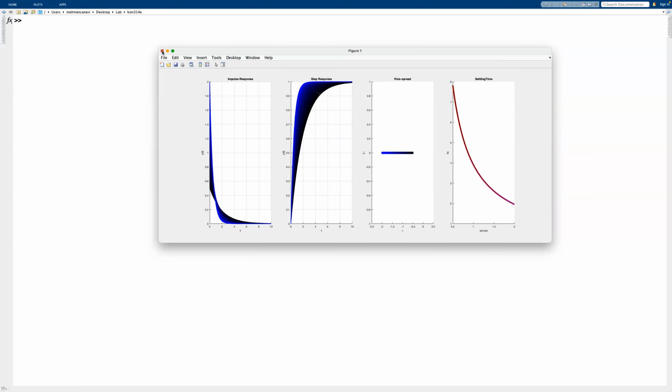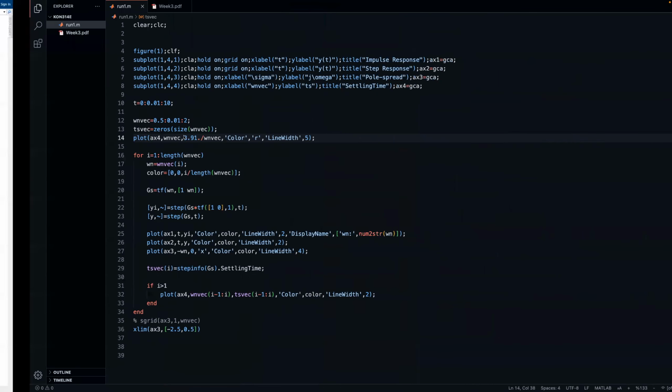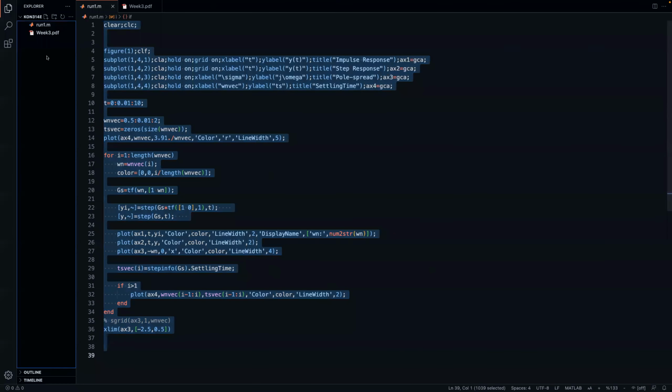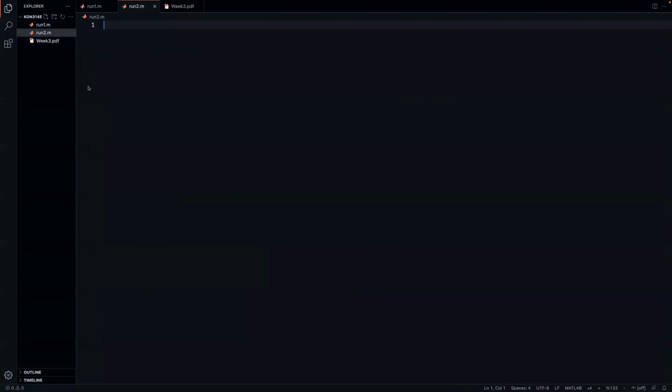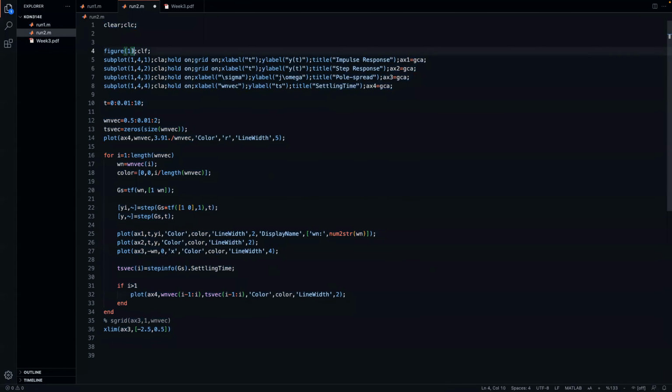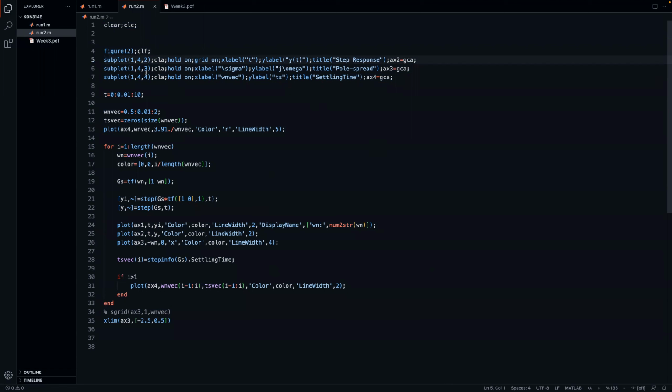So what we can do now is use the same strategy in order to analyze, for example, a second order system, which should be more important in this case. Let me just create another figure. Now we don't actually have to look at the impulse response, so I'm going to get rid of that.